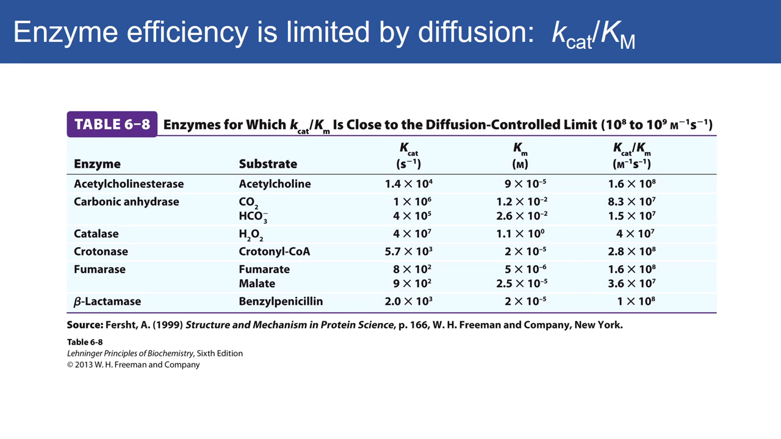We can gain efficiency by having either high affinity, Km, or high velocity, Kcat. Both of them impact the overall velocity very much.